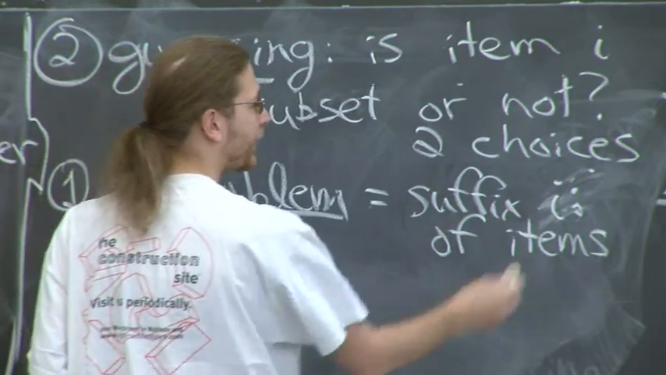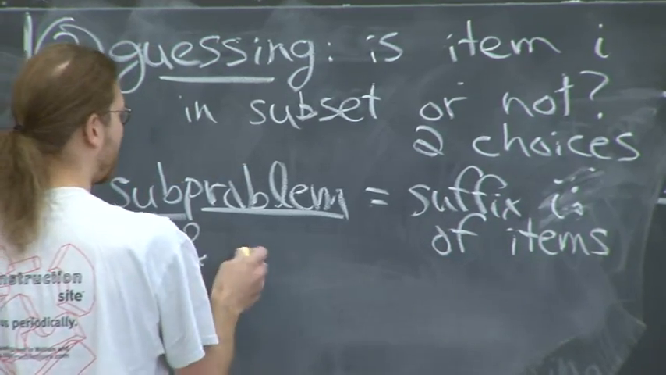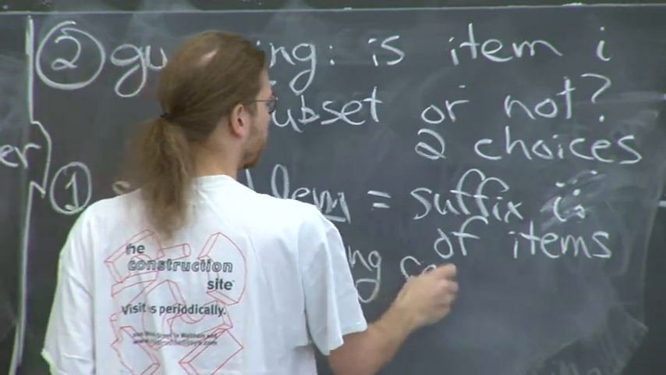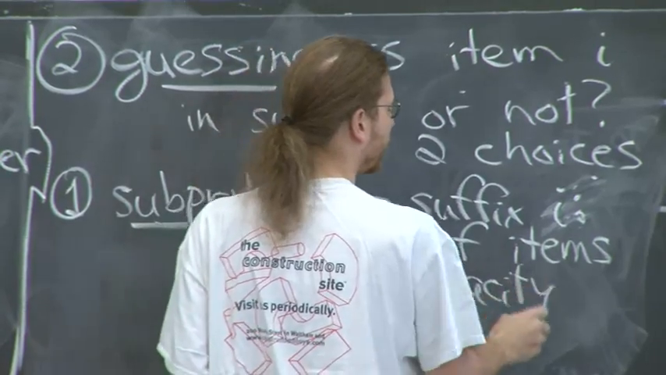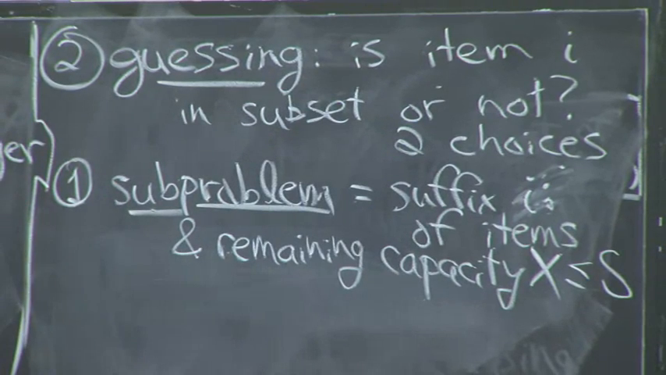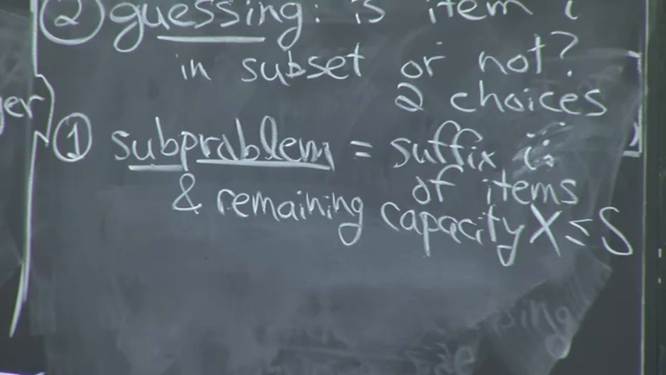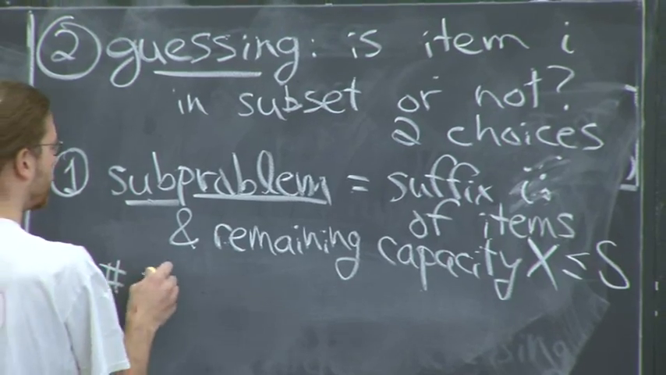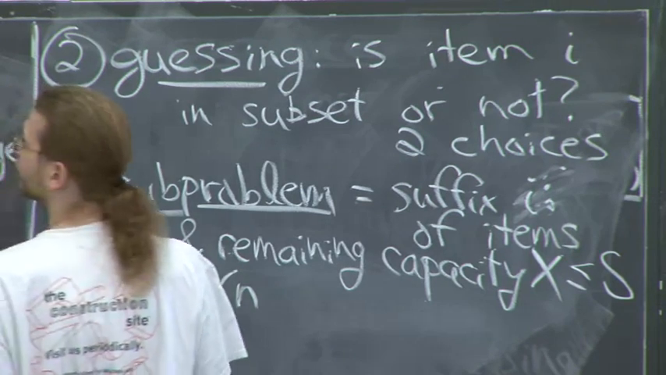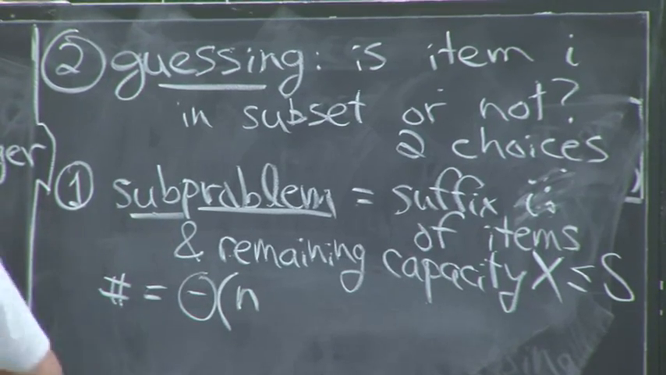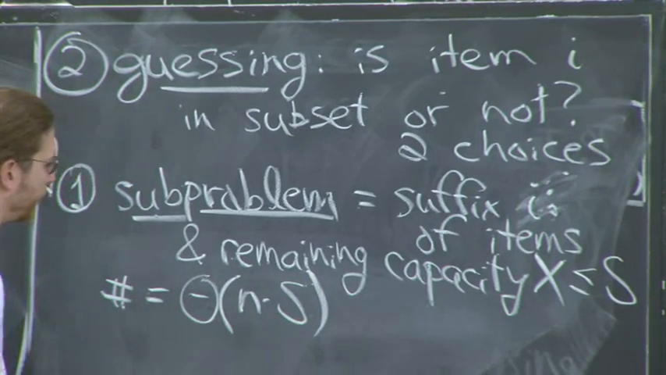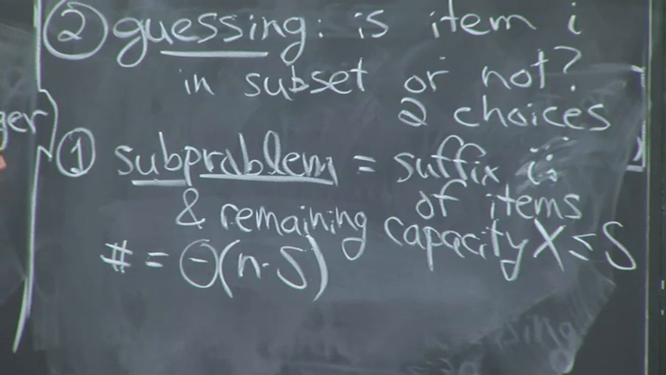So to fix that, I'm going to write that again, but a subproblem is going to have more information. It's going to have an index i, and it's going to have remaining capacity. I'm going to call it capital X. It's some integer, at most S. We're assuming that the sizes are all integers, so this is valid. The number of subproblems is n, the number of items, times capital S, really S plus 1, because I have to go down to 0. But n times S different subproblems.